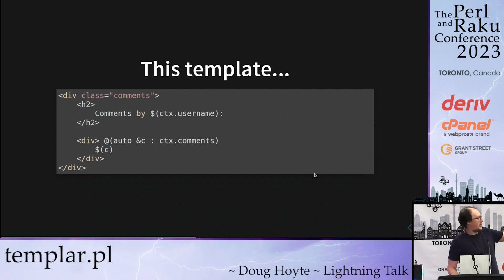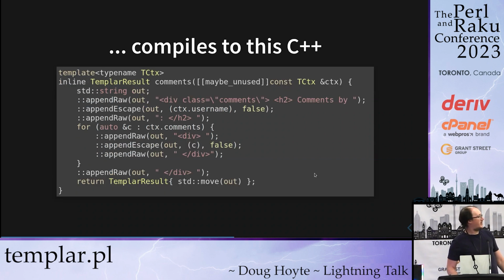You write this HTML and it's got those little addendum things that let you do looping and run C++ code while you're doing it. What it compiles down to is this C++ code. The first line is the template context thing. This is kind of how you do dynamic typing in C++, sort of. You can use any object that implements those username attributes and so on as your context for the template. But as you can see, it just outputs that to a string and then returns it.